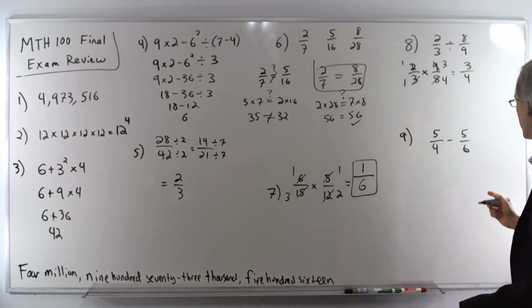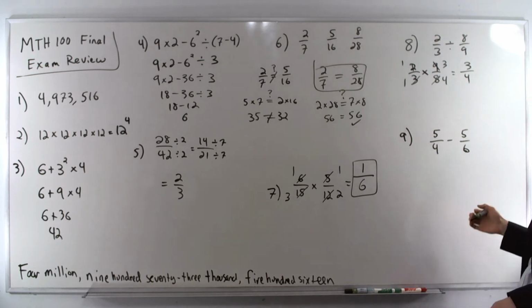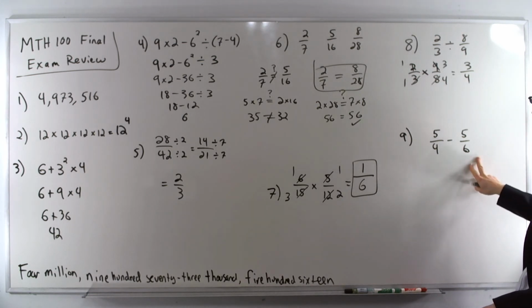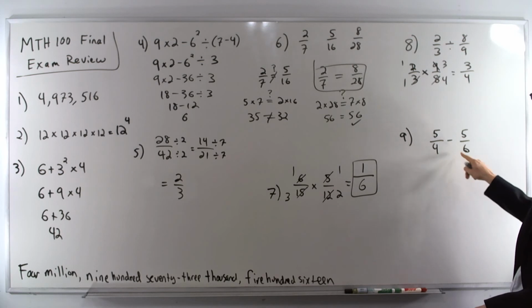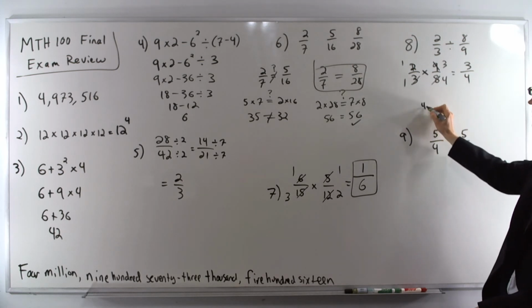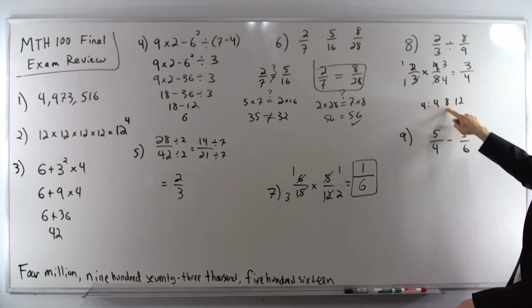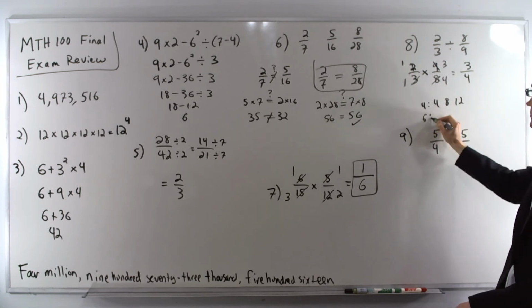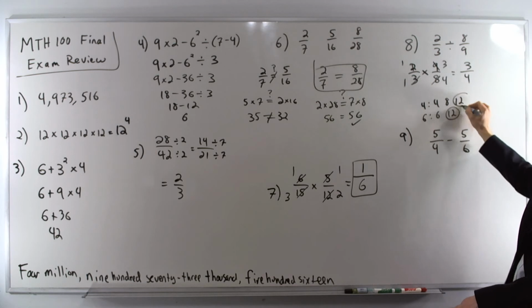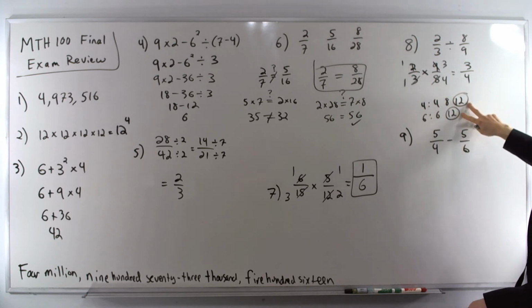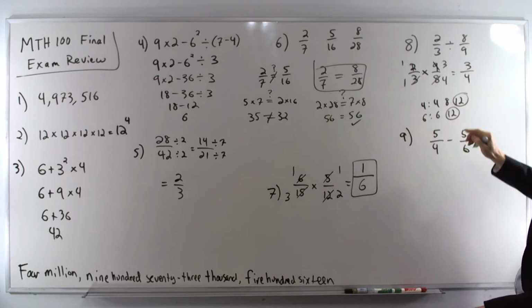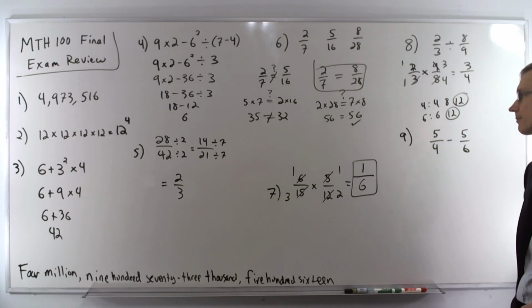All right. Next up is adding and subtracting fractions. So to do this, we need a common denominator. So let's find the least common multiple of 4 and 6. The multiples of 4 are 4, 8, and 12. And for 6, we got 6 and 12. 12 gives us the least common multiple of 4 and 6, and that's going to be our common denominator.